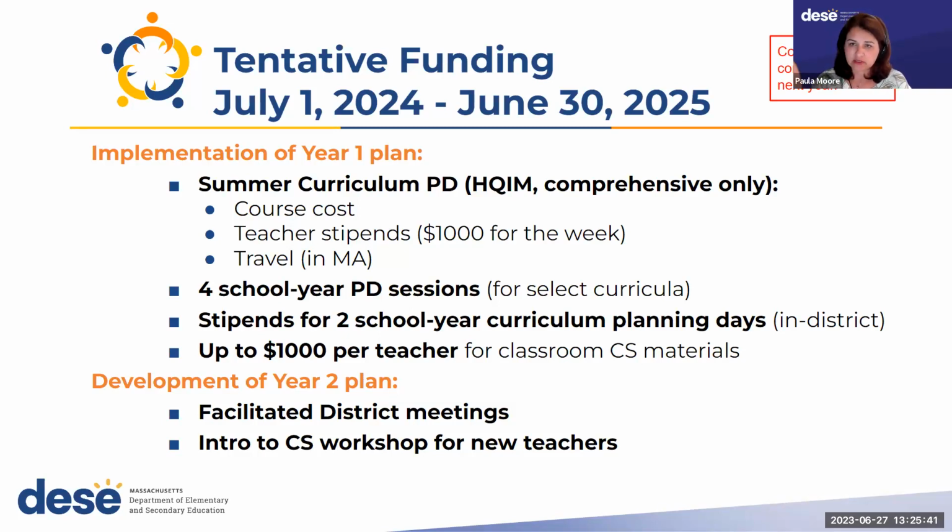That part of the grant, this continuation grant, would cover the course cost, teacher stipends, $1,000 for a week of PD, travel in Massachusetts, and 4 school year PD sessions for select curriculum. For instance, code.org CS Discoveries has 4 follow-up PD sessions during the school year as check-ins and furthering information for teachers. I believe Project Lead the Way also has additional sessions during the school year. So teachers would receive stipends for attending those, as well as the cost would be paid for through the grant.